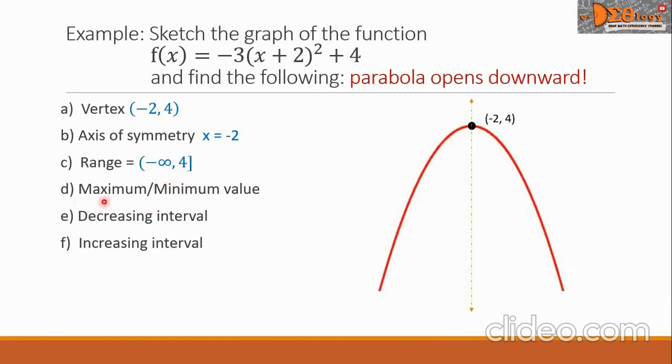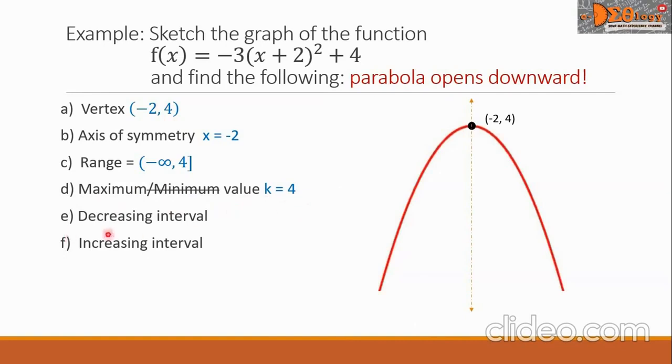Now for letter D, maximum or minimum value. The parabola opens downward, so we don't have a minimum value because the graph of parabola goes down continuously. So we have a maximum value here. And that value is equal to the k itself, and this k is that y coordinate of the vertex. So we have k equals 4. So the maximum value is 4.